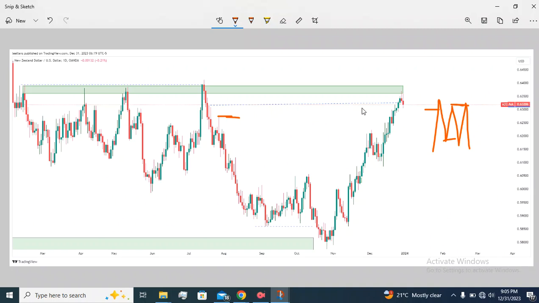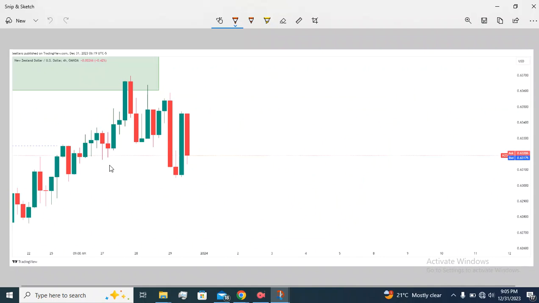So after this, for the impulsive traders, just set your sell order and you ride. Stop loss is right above this guy. But for us, the conservative ones, we need to drop down to the lower time frame to see what was happening here. Dropping down on the 4-hour time frame, what was happening on the 4-hour? We had a sweep of liquidity right above this guy.